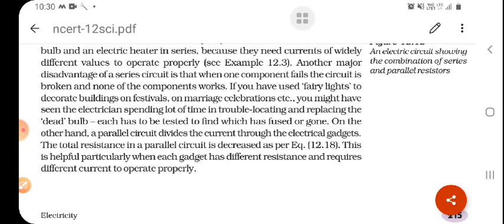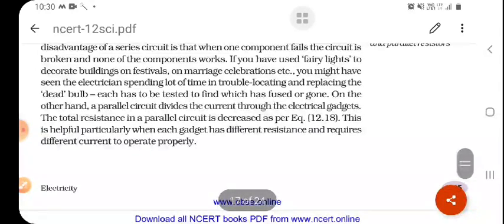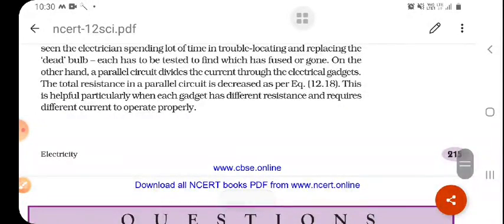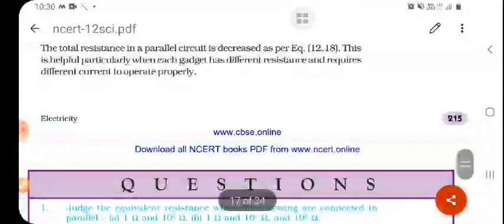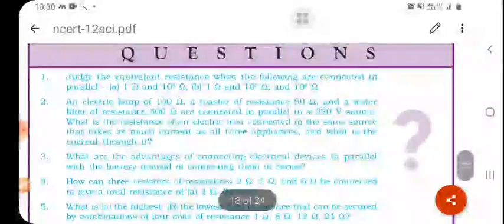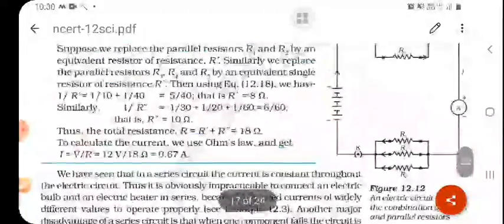On the other hand, a parallel circuit gives the current through the electrical gadgets separately. Total resistance in a parallel circuit is decreased. This is helpful particularly when gadgets have different resistances and need different currents to operate properly. So these are the series and parallel combinations of the circuits.